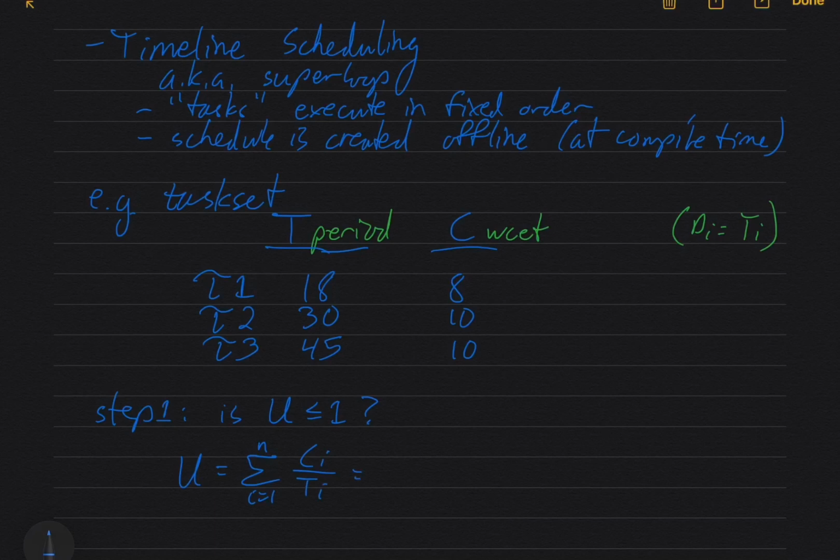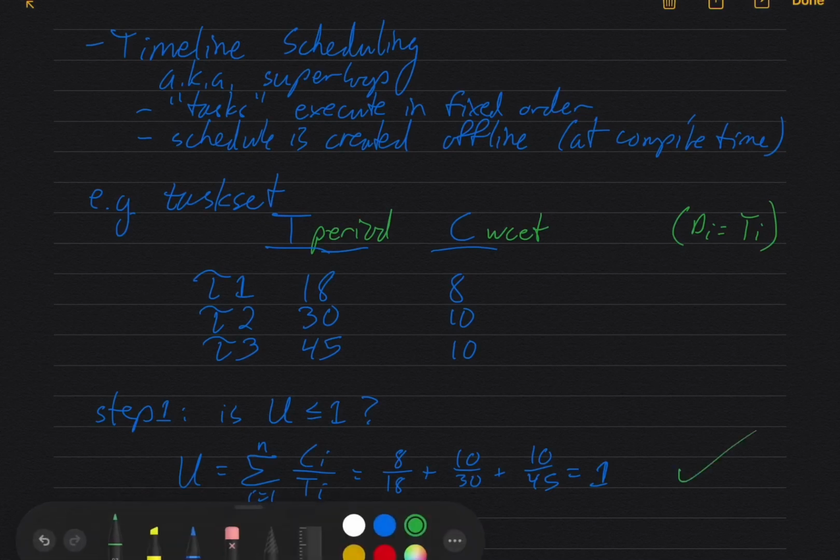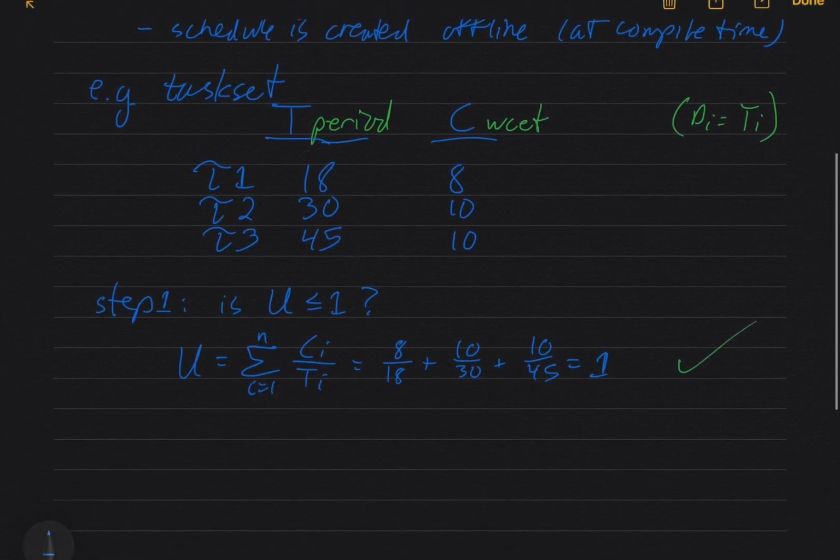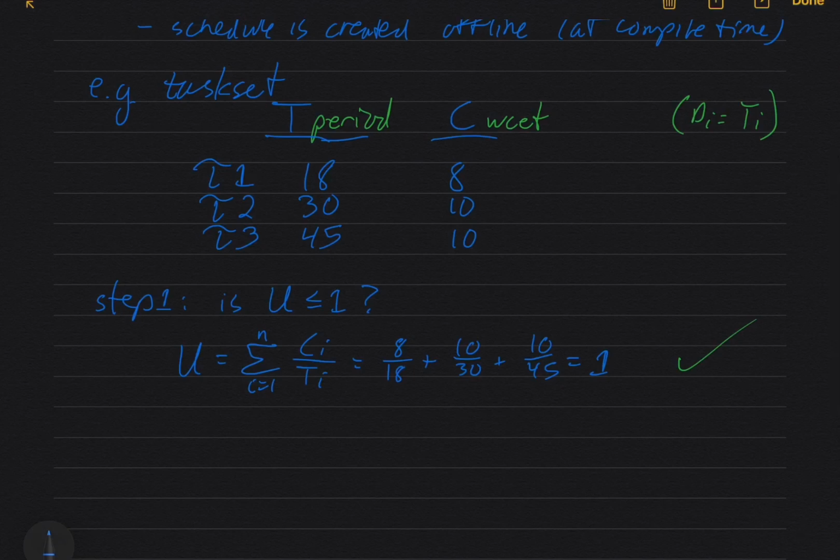So that's going to be equal to 8 over 18 plus 10 over 30 plus 10 over 45, which equals 1. So there, 100% processor utilization. That's not sufficient to guarantee schedulability, but it is a necessary condition. So we might be able to schedule it.